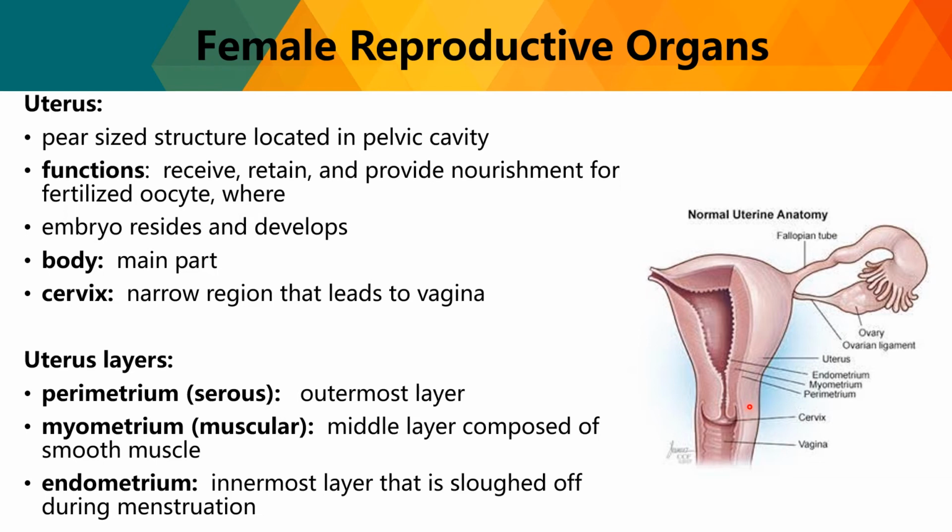So again, the uterus has different layers. The serous layer is the perimetrium, which is the outermost layer, the myometrium or the muscular layer, and then the endometrium, which is the innermost layer that is sloughed off during menstruation.